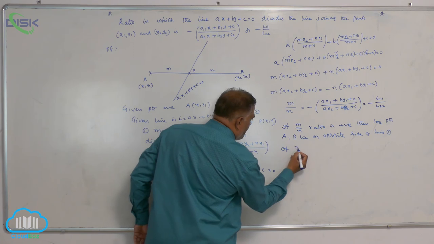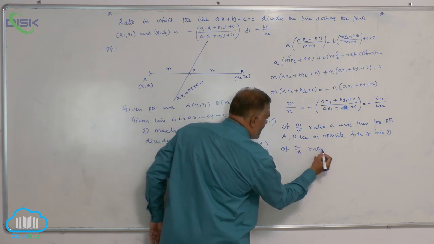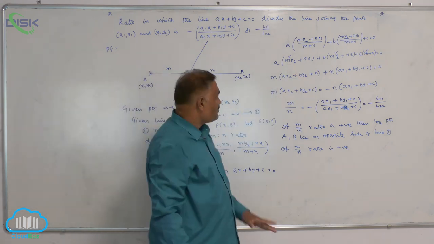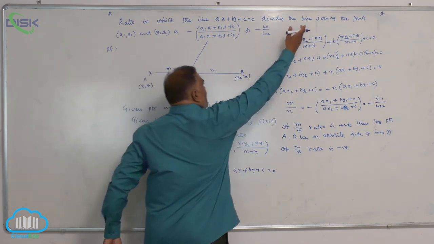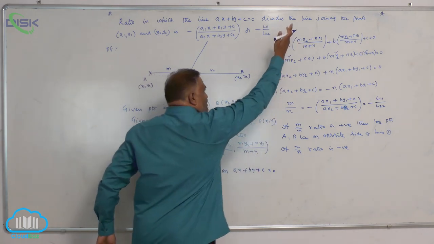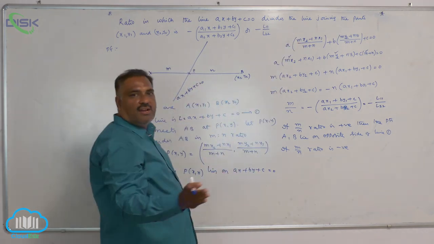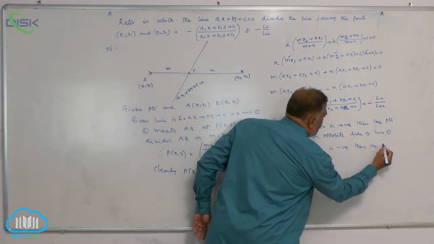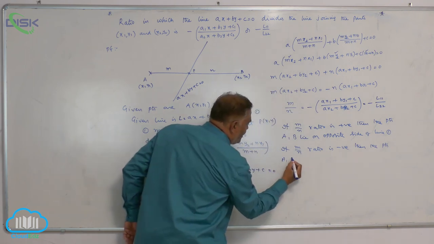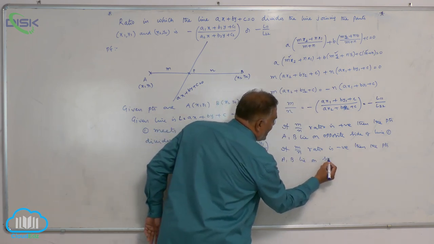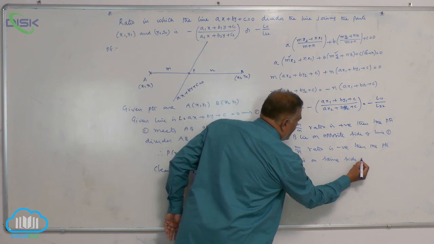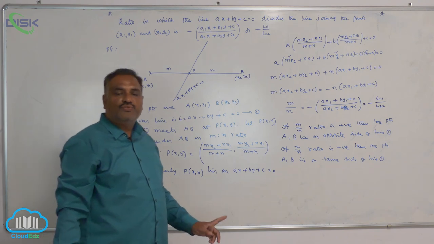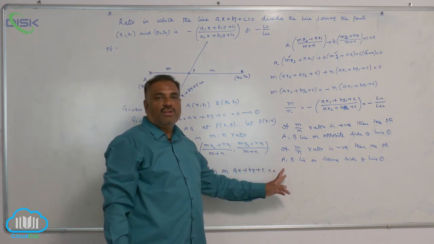Suppose if the m by n ratio is negative, that means the line lies outside. Then you can see that when the line lies somewhere here, with respect to this line, both the points lie on the same side. Then the points A, B lie on the same side of line 1. So this is a very, very useful result, particularly in finding out the ratio.